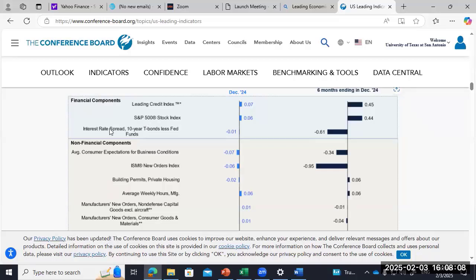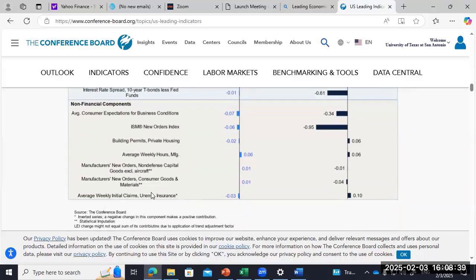So interest rate spread between the 10 and the Fed funds rate. We talked about that, a yield curve steep or flat. That's an indicator. Consumer expectations. There's the ISM. You notice which ISM it is. It's ISM new orders. So if you want to talk about the ISM, you probably want to specifically talk about new orders. That's the most important component. Building permits, weekly hours in manufacturing, new orders, manufacturing. See how manufacturing gets in there.